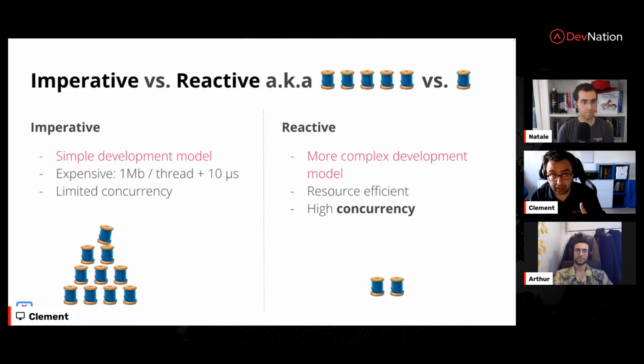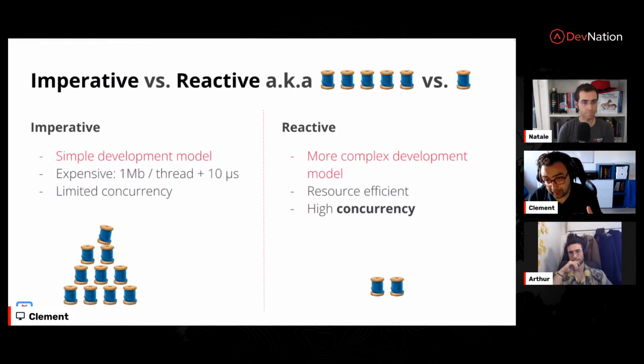So basically what we have is the imperative model, very simple to develop with, very simple to reason about, sequential execution, things are great. However, it's expensive. It's around 1 megabyte per thread plus 10 microseconds for the switching between threads. So it has a concurrency limit.